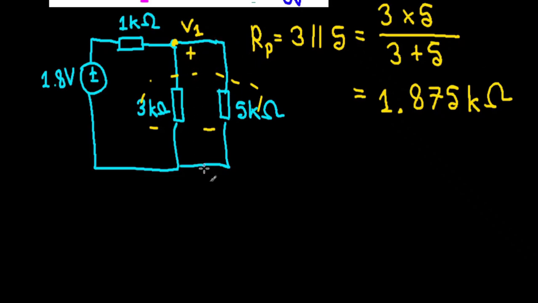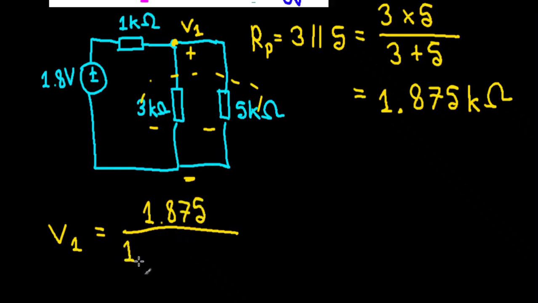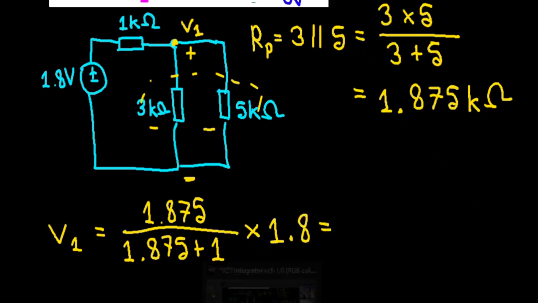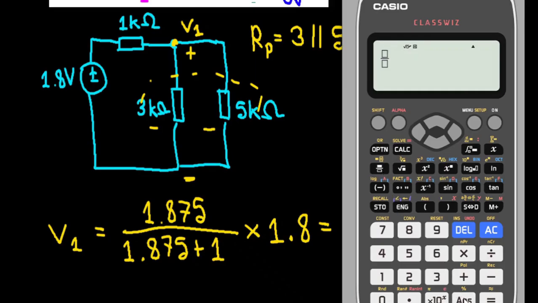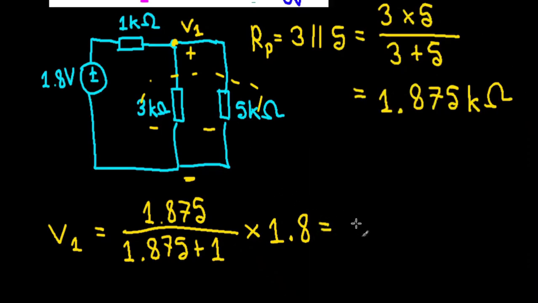And V1 is just the potential difference across this parallel combination. So according to our series voltage divider formula, V1 is equal to 1.875 divided by the sum of the series resistances, 1.875 plus 1. All of these are in kilo-ohms, so the kilos just cancel out, multiplied by 1.8. I'll form a fraction here: our previous answer divided by previous answer plus 1, multiplied by 1.8. That gives me 27 by 23. I'll keep it like that for now. It's 27 by 23 volts.